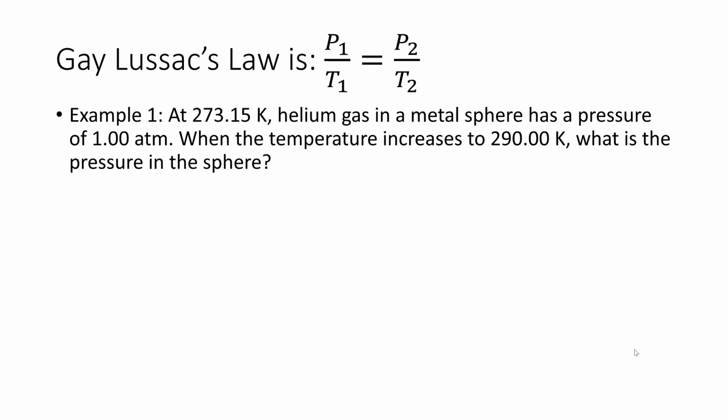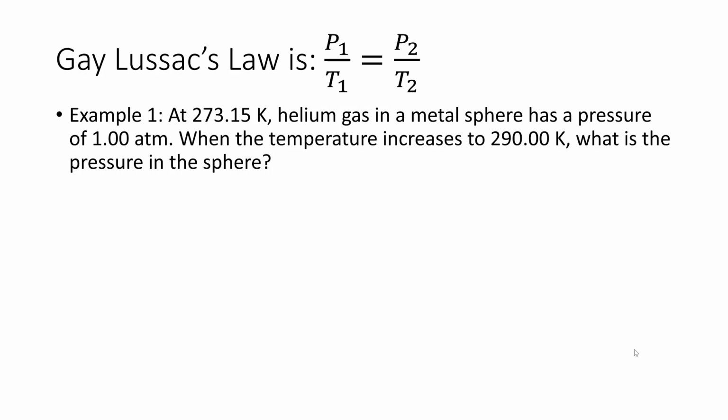So in example 1 here, in the top box on your note sheet, it says at 273.15 Kelvin, helium gas is in a metal sphere, right, which just means it's in a metal ball. And that ball or sphere has a pressure of 1.00 atmospheres. When the temperature increases to 290 Kelvin, what is the pressure in the sphere? So if you need to read that to yourself again, go ahead.